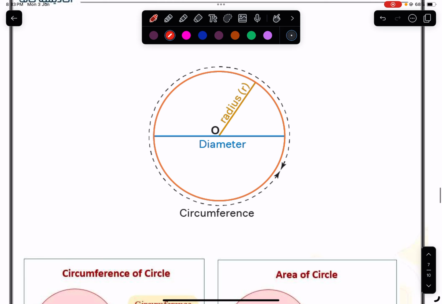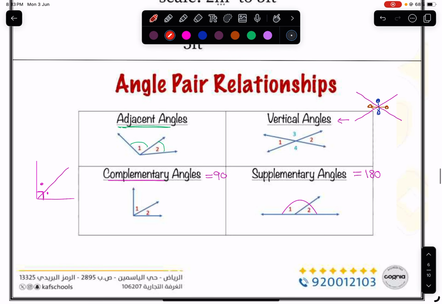I think you know what the difference is between the angles, and what the difference is between theoretical probability and experimental probability. Thank you.